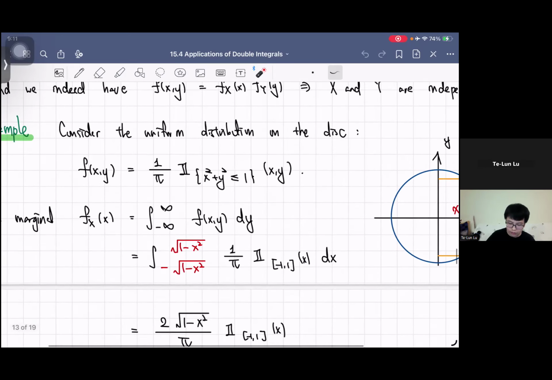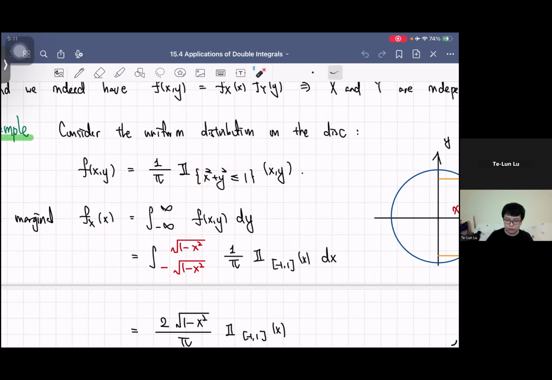That is because when x is given, then y has a fixed range, right? If x is, say, half, then y cannot be, say, 1, because half squared plus 1 squared is not less than 1. So the lowest possibility of y given x is actually minus the square root of 1 minus x squared, and the highest possibility is plus the square root of 1 minus x squared.